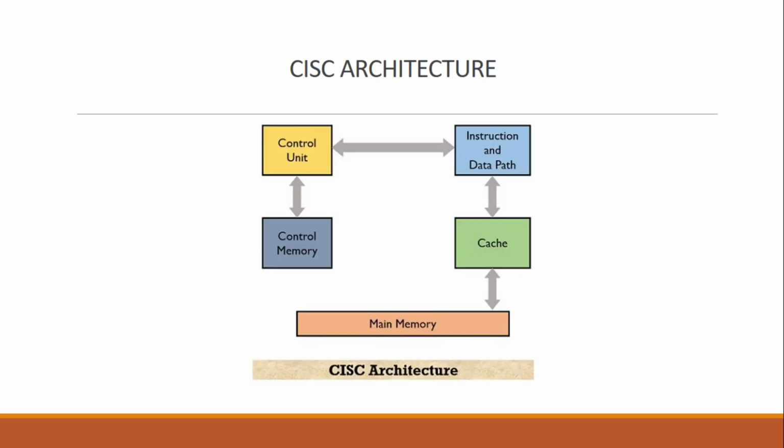In the CISC architecture, we have a control unit, an instruction and data path, a cache, and a microprogram control memory. The control unit sends the logical instructions to the instruction and data path, which stores the values in cache and which are directly stored into the main memory.